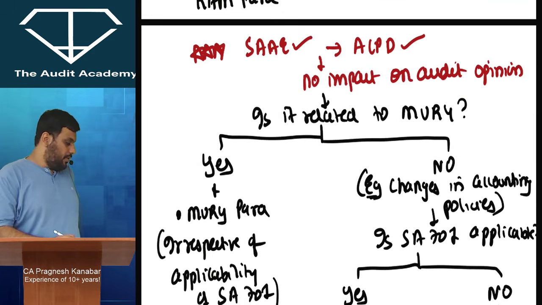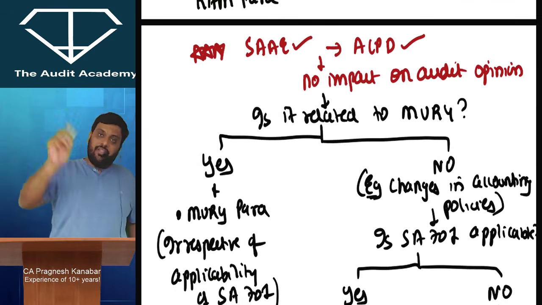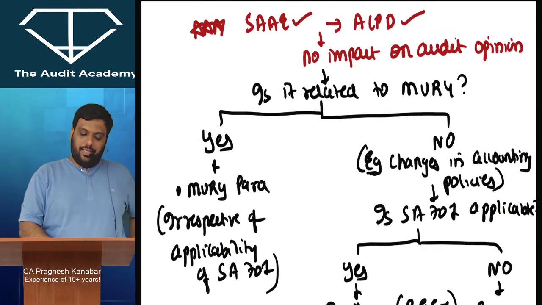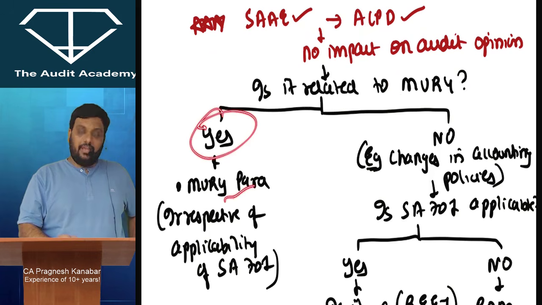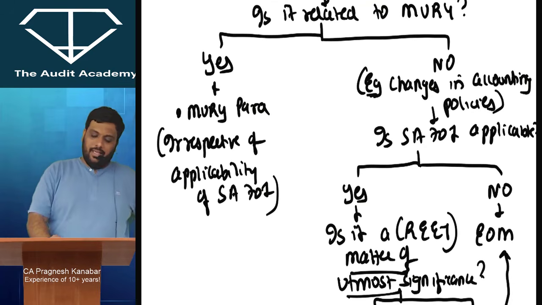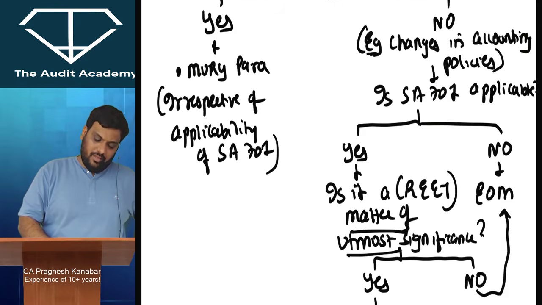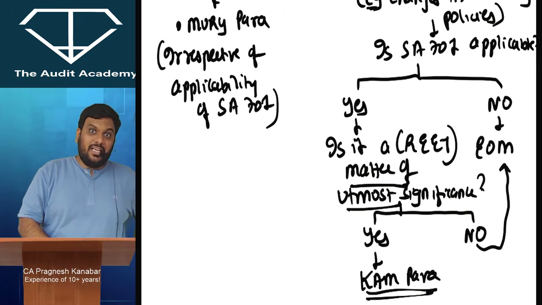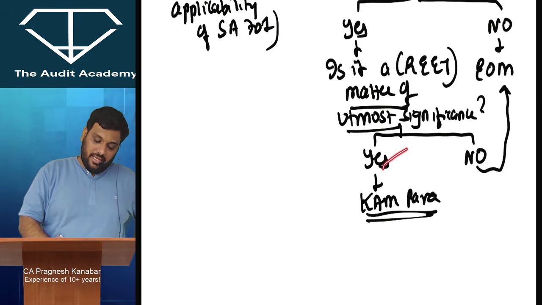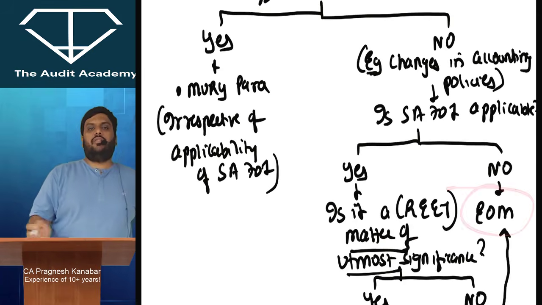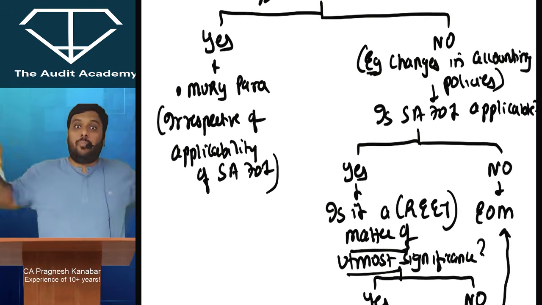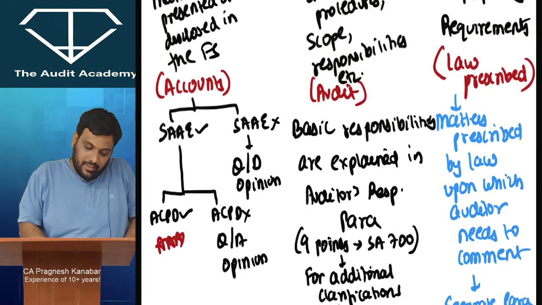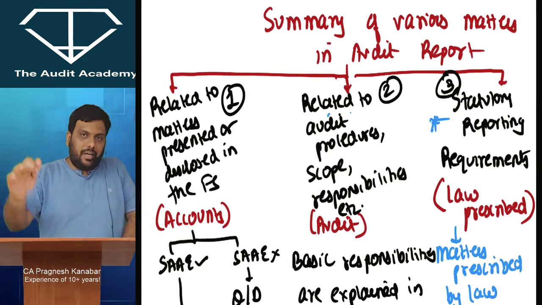So if sufficient and appropriate audit evidence is available, ACPD, everything is correct, there will be no impact on audit opinion. Then ask yourself, is it related to MURG? Yes, then write in MURG paragraph. No, that means let us say changes in accounting policies also. Is SA 701 applicable? Key audit matter? Yes. Is it wreath, satisfying wreath, significant wreath? Yes, then key audit matter. Otherwise, you get into emphasis of matter paragraph. So you have to just lick this chart. You have to paste it everywhere on all the possible wall space that you have. All right. Yes, sir. Yes, sir. Yes. And if you write it on your own, nothing better than that.